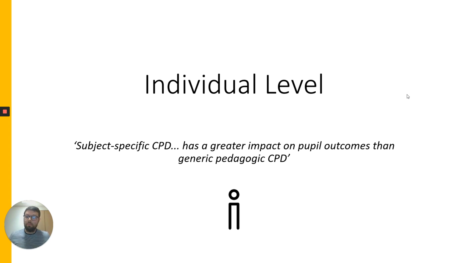Okay, so probably the more abstract part of the model would be our individual level. So we know that subject-specific CPD is important for pupil outcomes, and so how can we look at this from an individual level? Now, when I talk about subject specific, I'm talking about the actual lesson, but I think it's really important to discuss how I actually interpret this. And I also interpret this as specific in terms of your needs. So it could be, for example, in trying to improve behavior management. And that is something which I encompassed into subject specific.